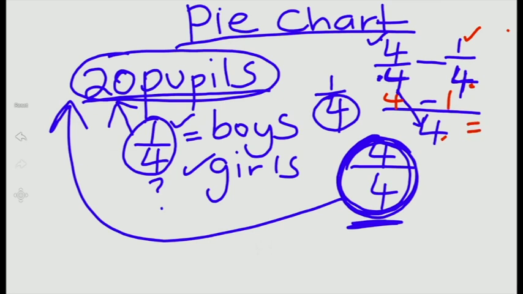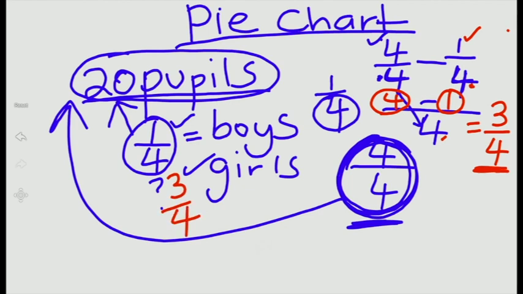Then you subtract. This 4 here minus this 1, it's 3 over 4. This tells us that the fraction that represents the girls is 3 over 4. That is 3 quarters. The fraction that represents the boys is a quarter, and the fraction that represents the girls is 3 over 4.